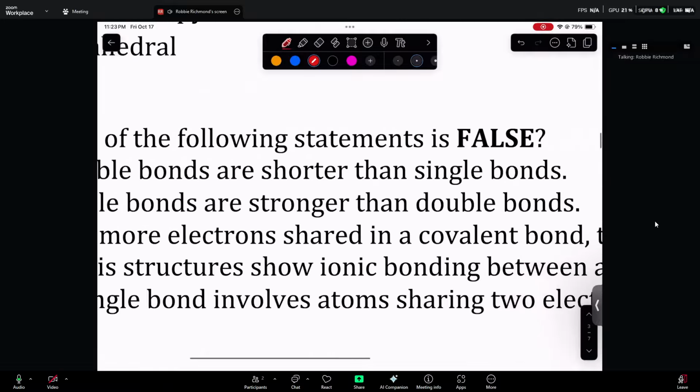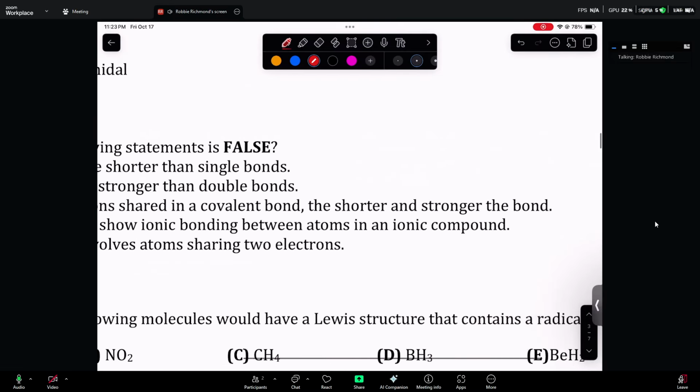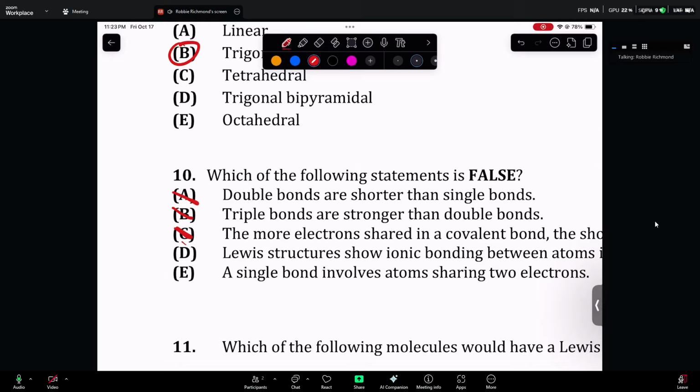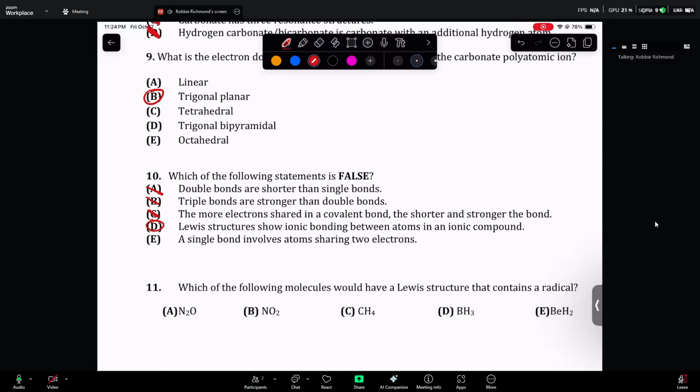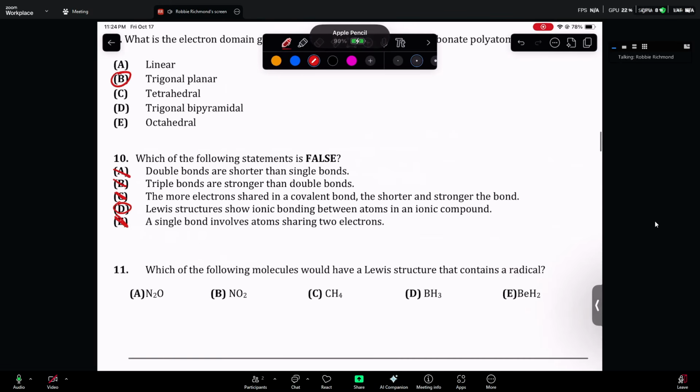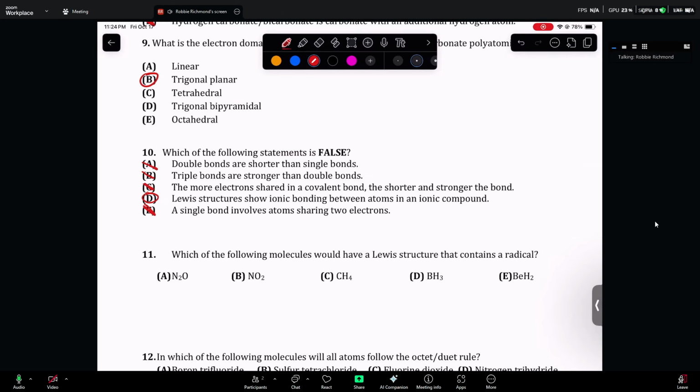Then the Lewis structures show ionic bonding between atoms in an ionic compound. We actually do not show any ionic bonding. We throw them in their anion and cation forms because remember, ionic bonding is not sharing electrons equally. The cation basically takes an electron from the anion. And then a single bond involves sharing 2 electrons. Yep, that's true.